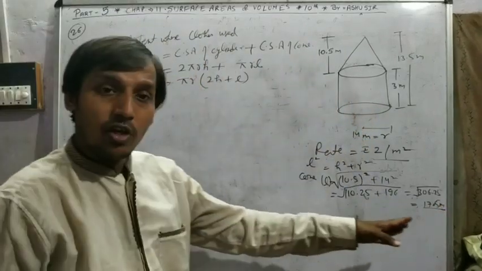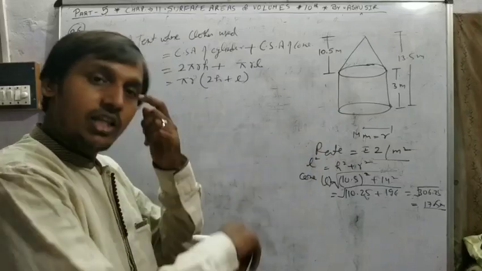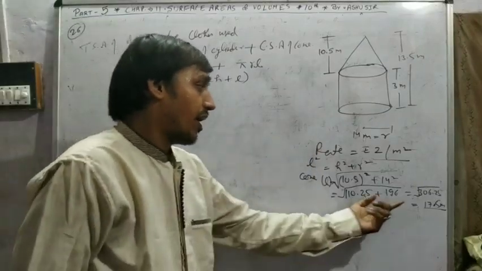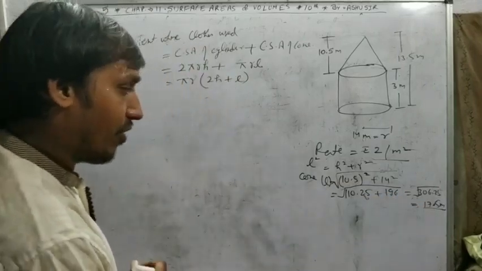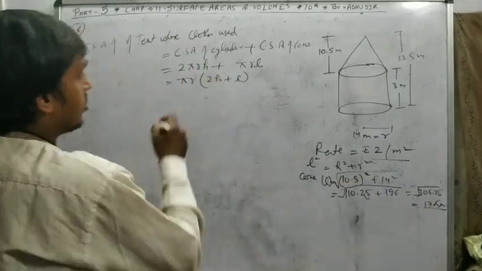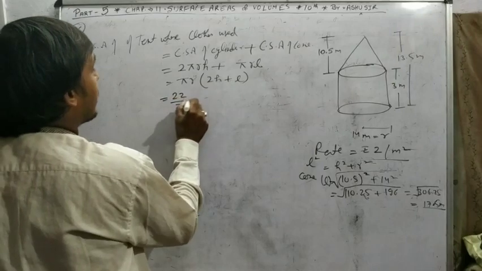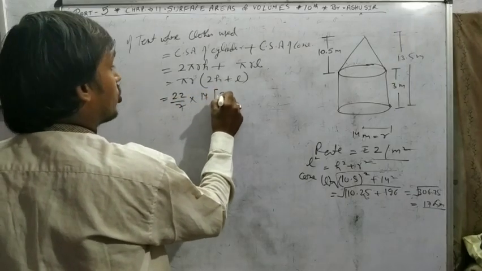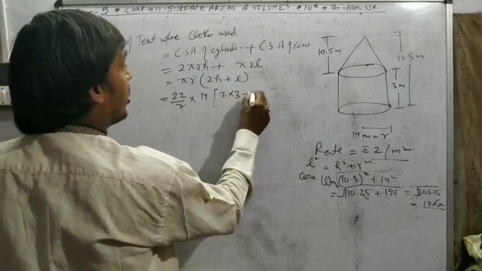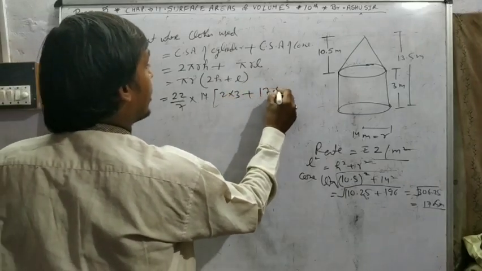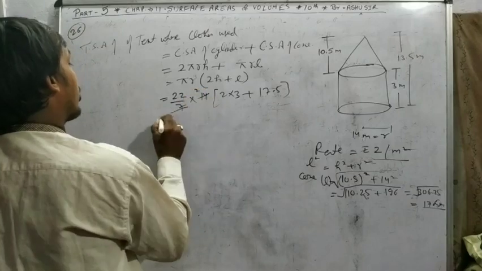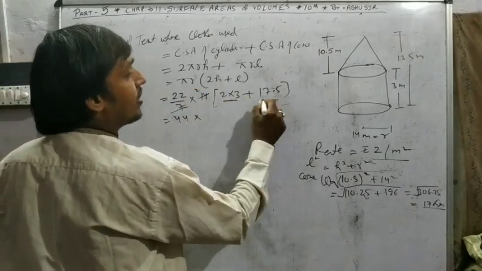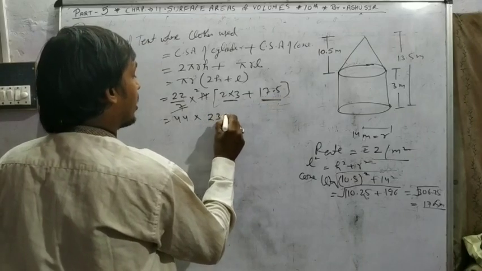I have not learned this value; we already found it earlier. That is the homework for me. We find the square root, that is 17.5. So we put all the values: 22/7, r is 14, 2 into h 3 plus 17.5. 7 into 14, 44 into 6 plus 17.5, that is 23.5.